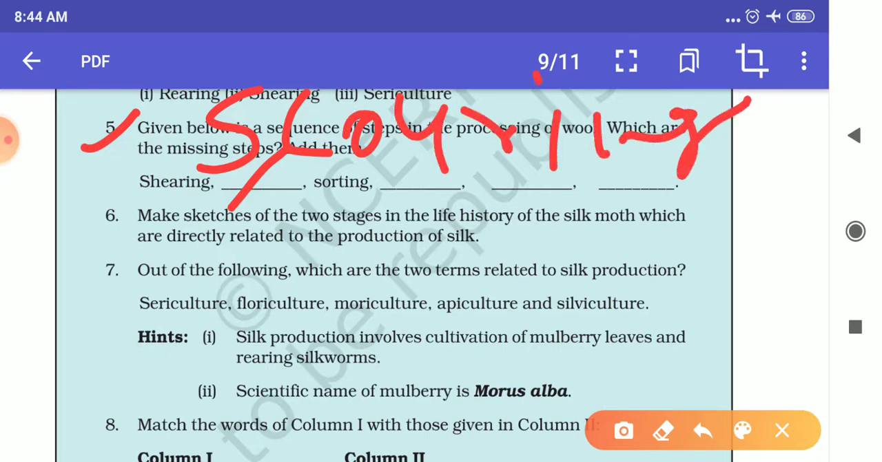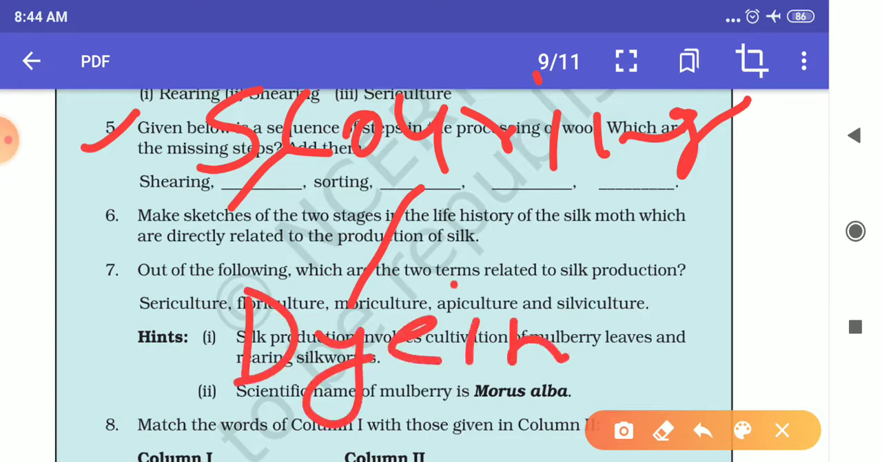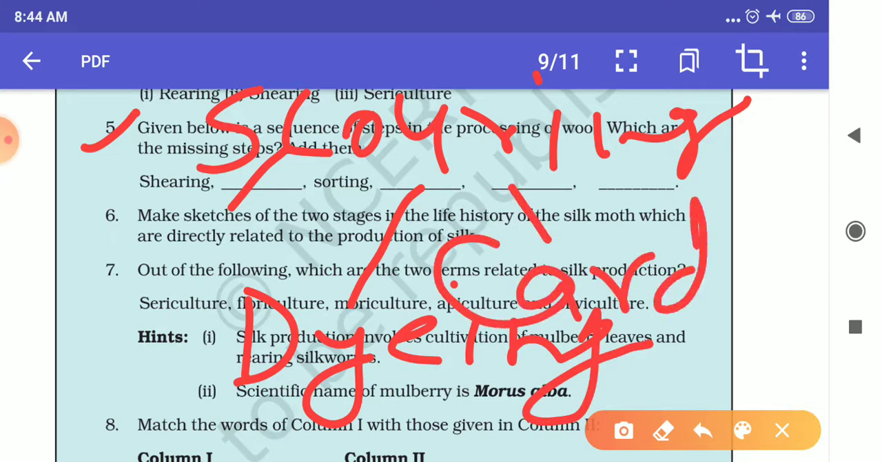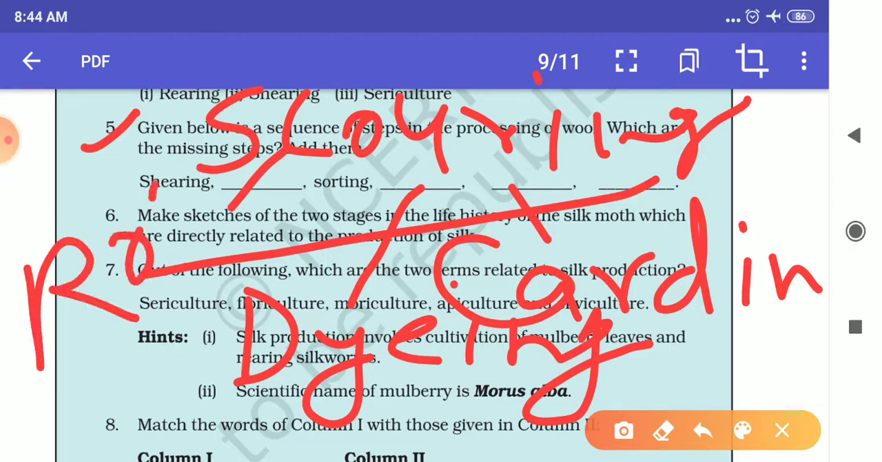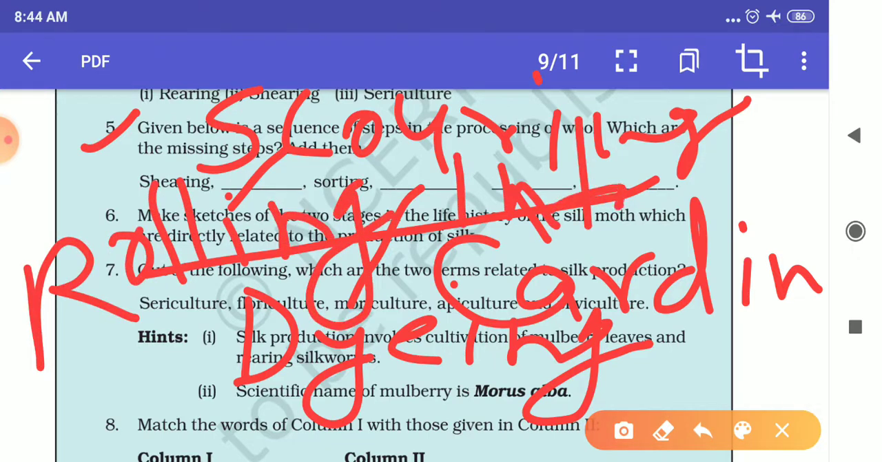After scouring, sorting, and after sorting the wool fibers are dyed. Therefore it is dyeing. After dyeing, carding. And after carding, it is rolled into yarn. Therefore here rolling into yarn.